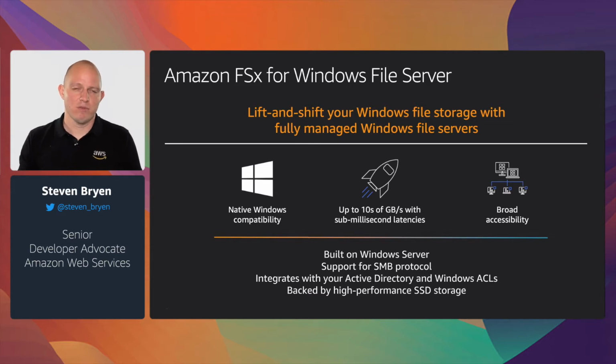So a cloud native way for running Windows file server in AWS, and for your applications and servers to connect to that using the SMB protocol. So fully native Windows capability built on top of Windows Server as well, and obviously high performance with SSD-backed storage as well. So this is a real innovation and new capability that allows you to have a managed Windows file system for your applications in AWS that's consistent and compatible with your existing workloads that you're running today.